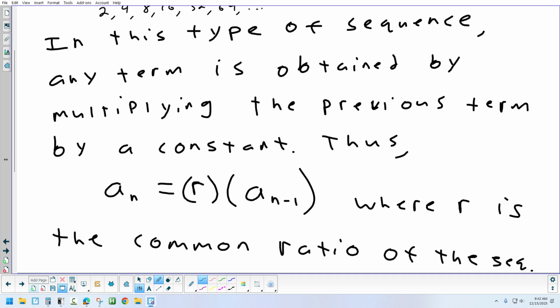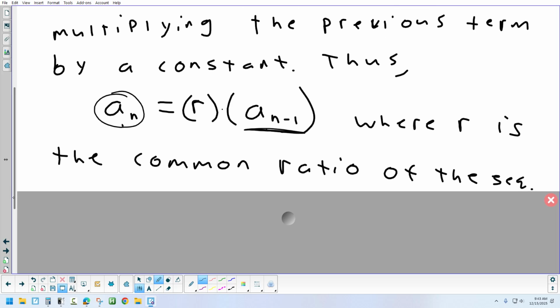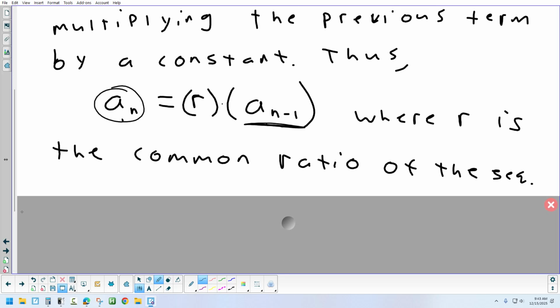So to find a particular term that you want to know, take the term that comes before the one you want to know and multiply it by r. Okay. So this is the term before, and this means times r. R is called the common ratio.